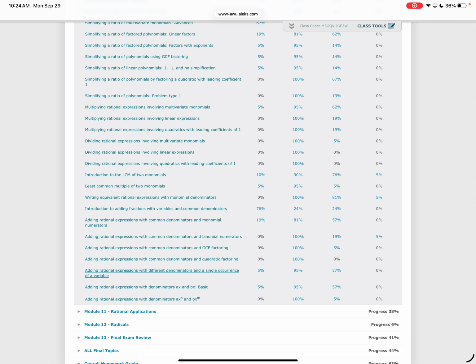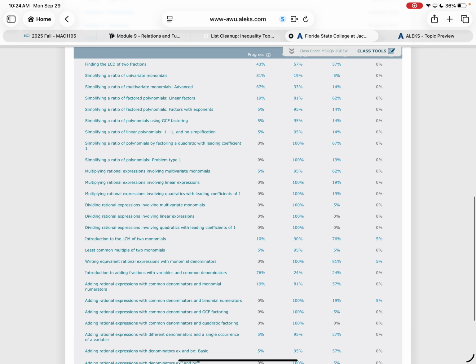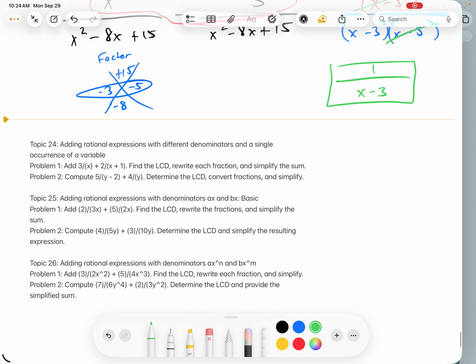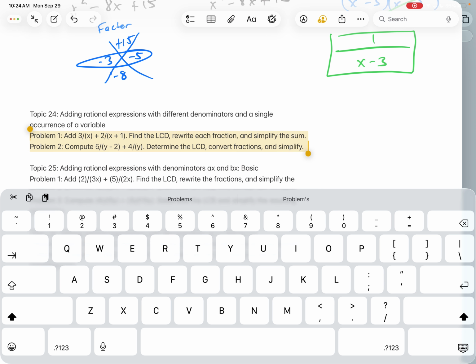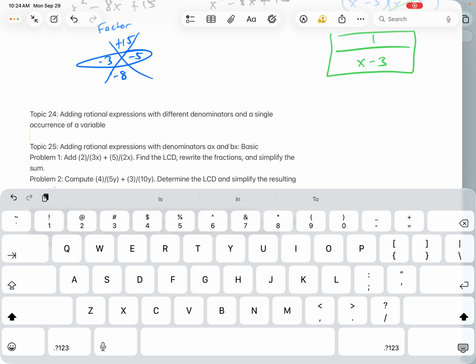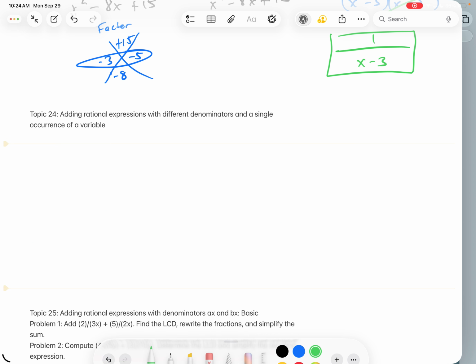All right, so everything we've done so far has had the same denominator, 1/3 plus 2 over y. What happens if you have different denominators? We only have 3 topics like that, so it shouldn't be too bad on those.